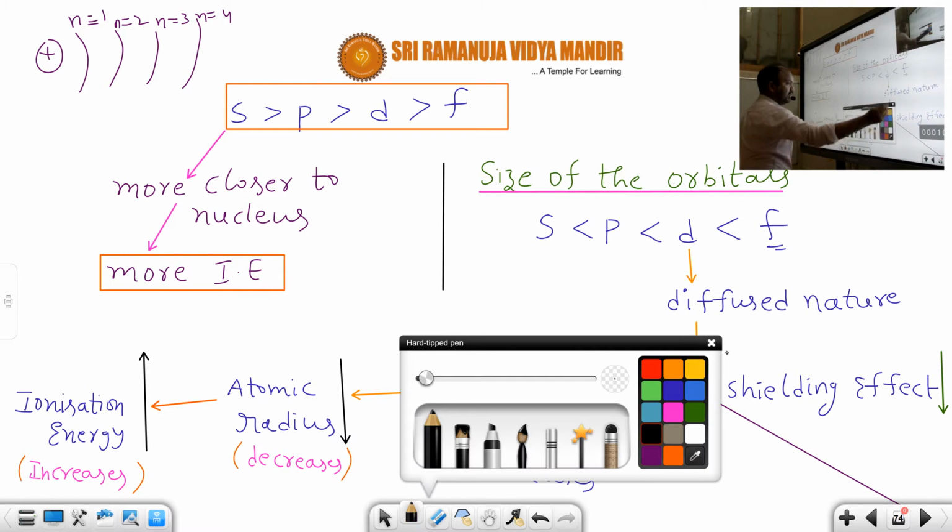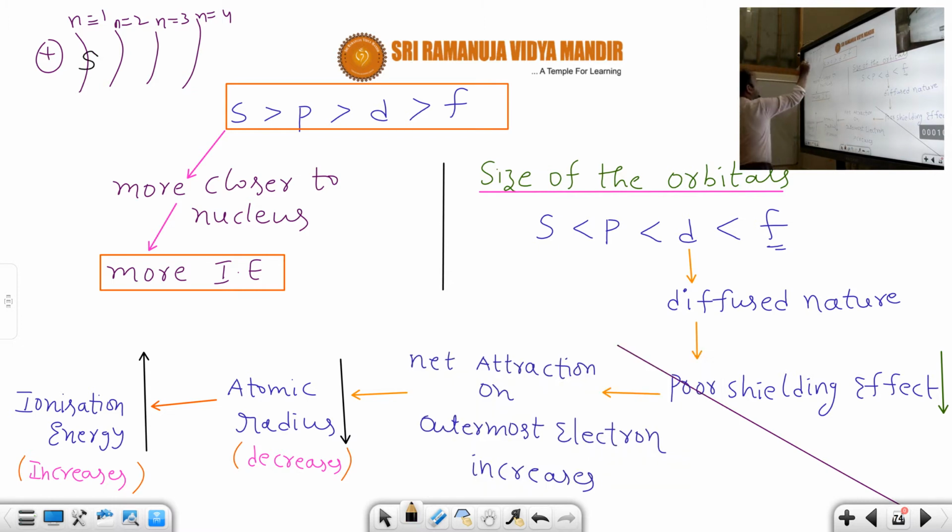In the s subshell, starts from which orbit? The s subshell, or s orbital, starts from the first orbit. The p subshell starts from the second orbit. The d subshell, or d orbital, starts from the third orbit. The f orbital starts from the fourth orbit. So which is very near to the nucleus here?